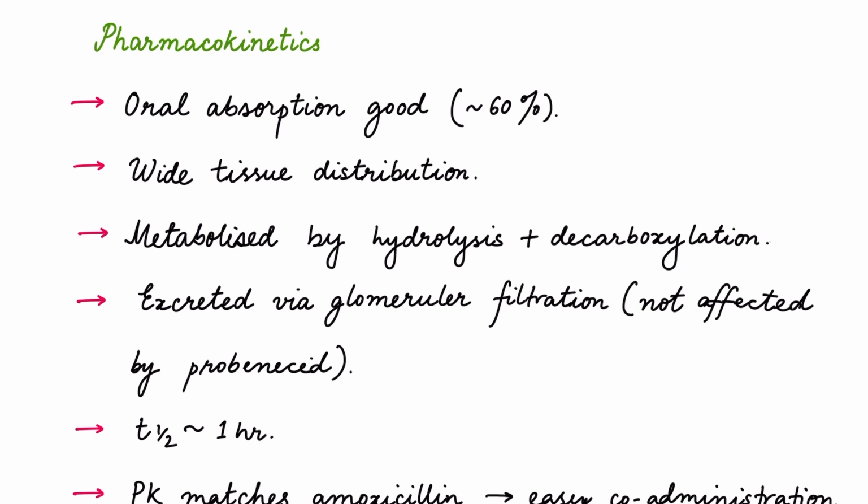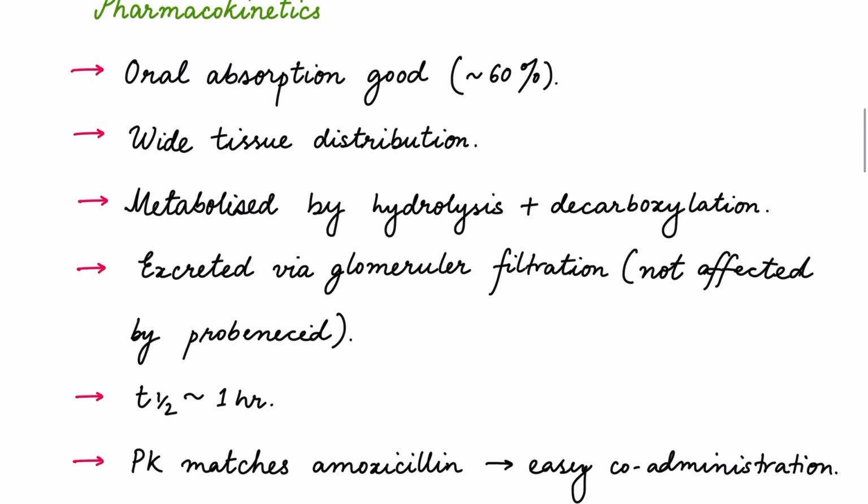Moving on to pharmacokinetics, clavulanic acid is well absorbed orally with about 60% bioavailability. It distributes widely into the body tissues. It is metabolized mainly by hydrolysis and decarboxylation and is excreted through the kidneys by glomerular filtration. One important point here is that its excretion is not affected by probenecid, unlike many penicillins. The half-life is about 1 hour. Its pharmacokinetic profile closely matches that of amoxicillin, which makes co-administration very convenient.